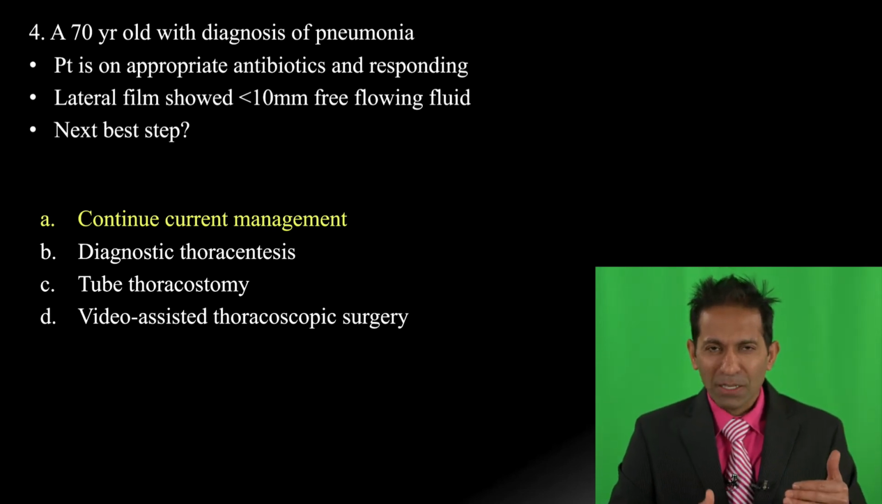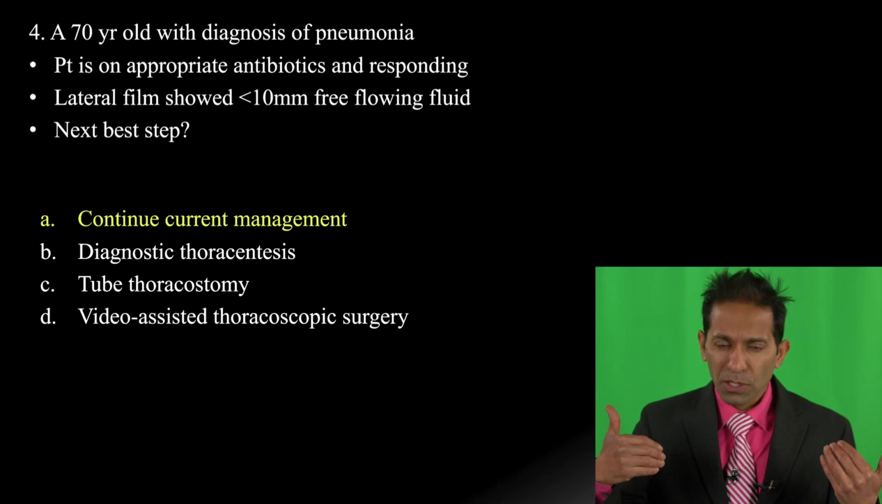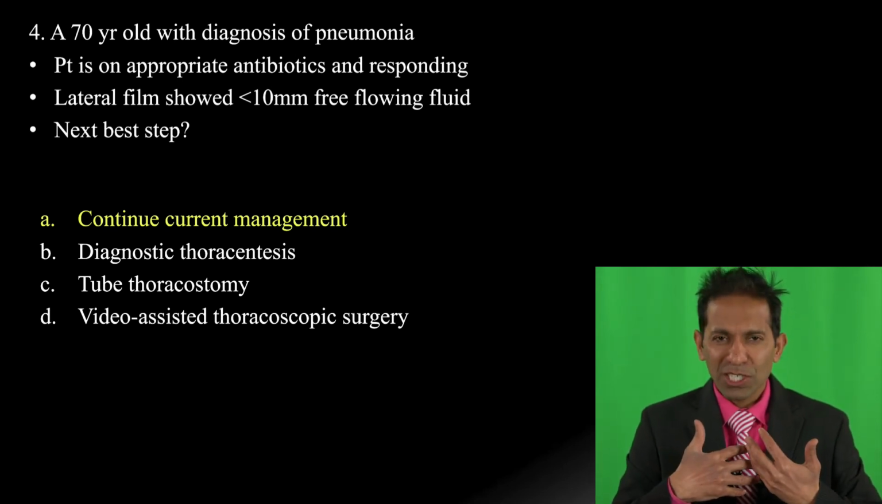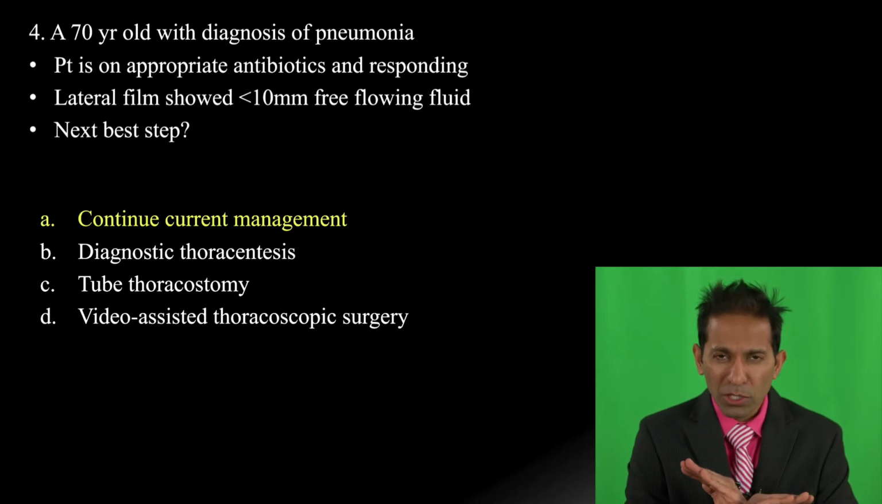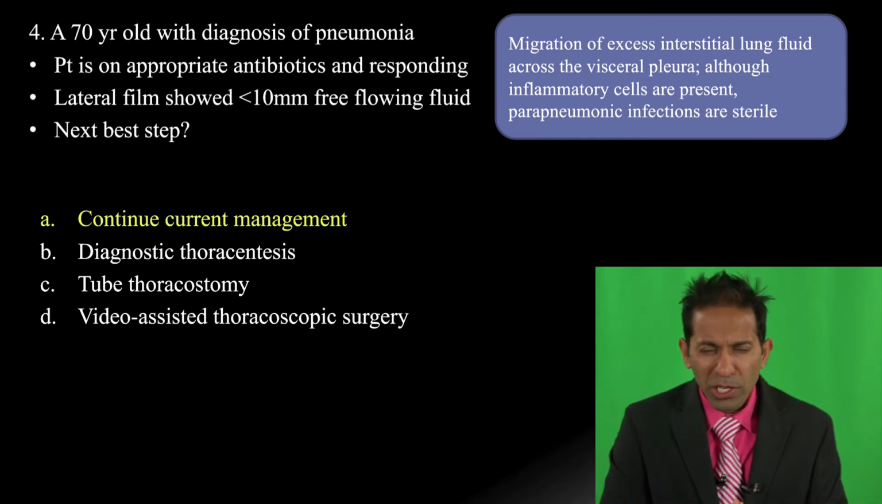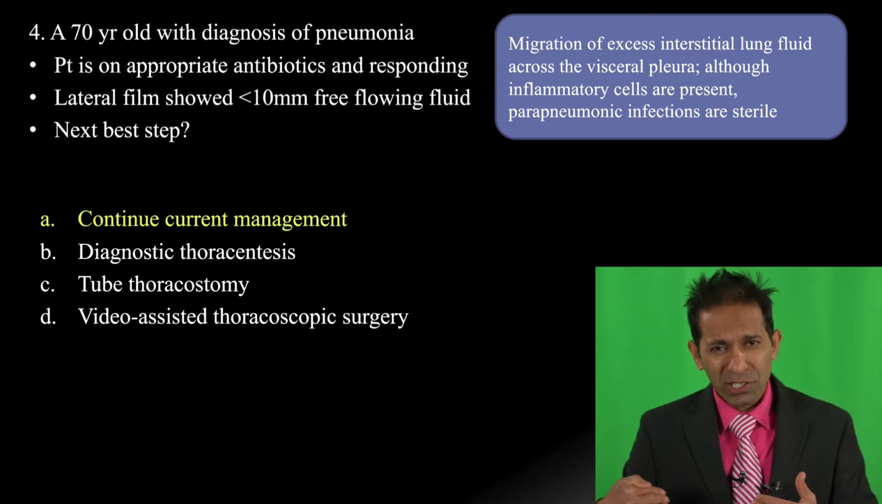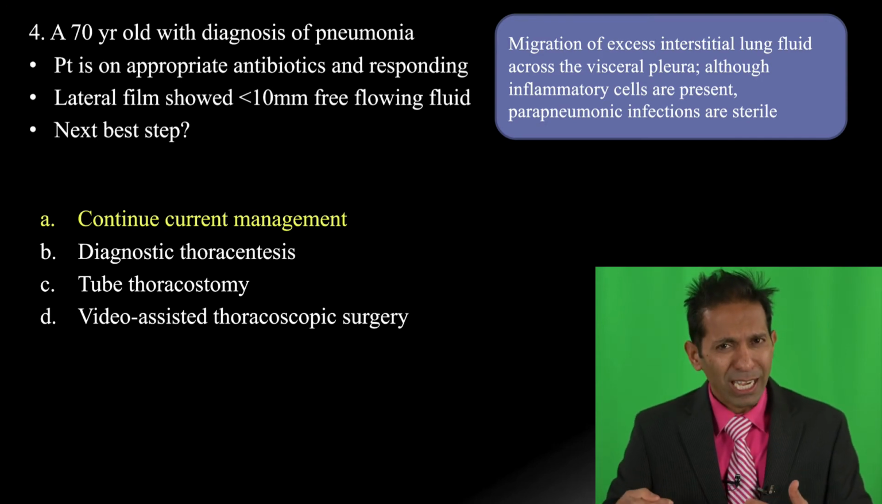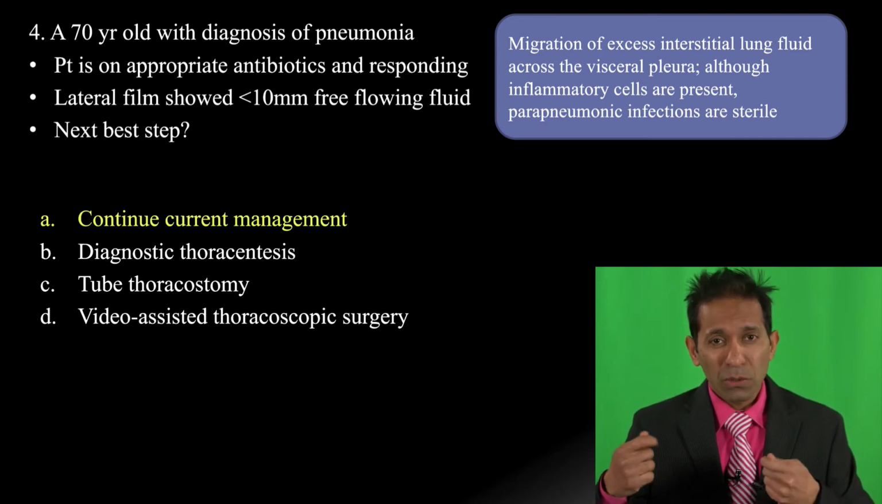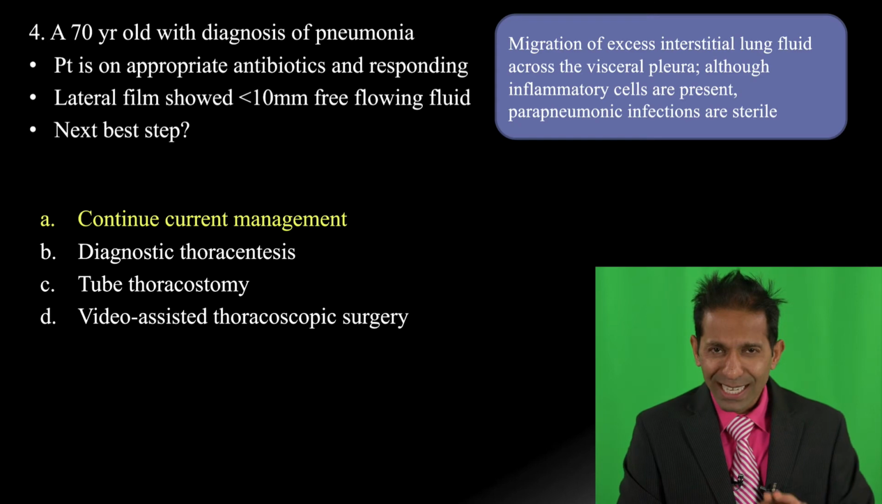This patient has parapneumonic effusion, which is not complicated. This is a less than 1 centimeter effusion, free flowing. The patient is doing better. These patients just need antibiotic, and most of the time these effusions will go away in the next couple of weeks. Now, why do patients get parapneumonic effusion after pneumonia? When you have pneumonia, the patient will have migration of excess interstitial fluid to the adjacent pleural space, and most of the time this fluid is sterile. If you do a tap, most of the time it's sterile. So that's why if it is less than 1 centimeter, we don't do anything if the patient is doing better.